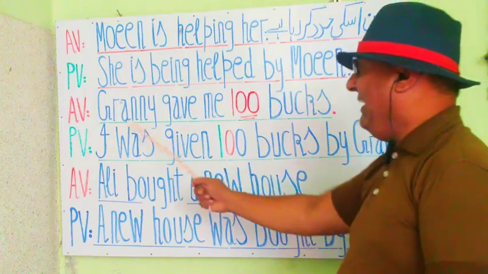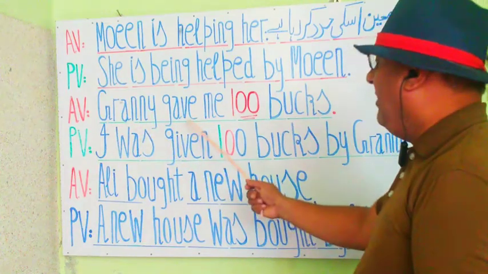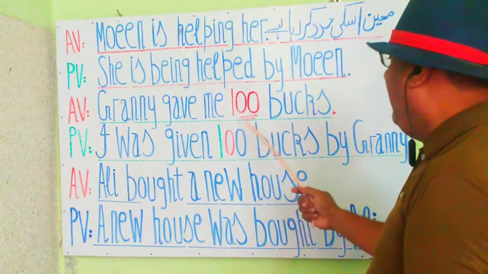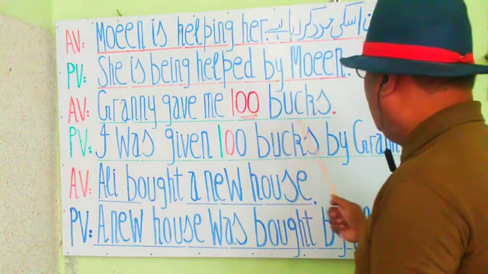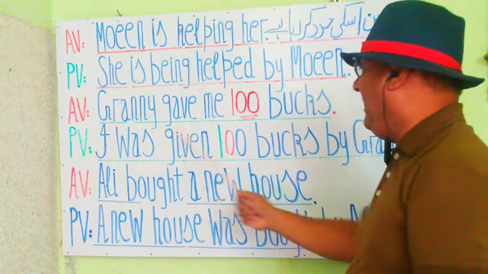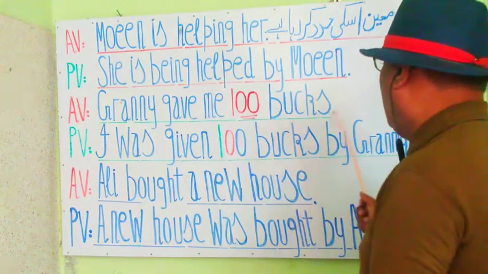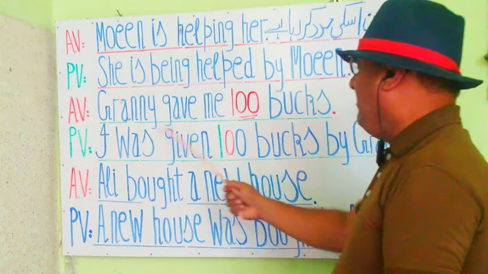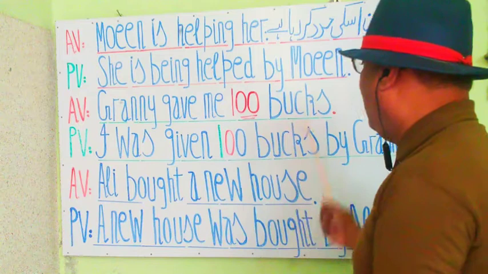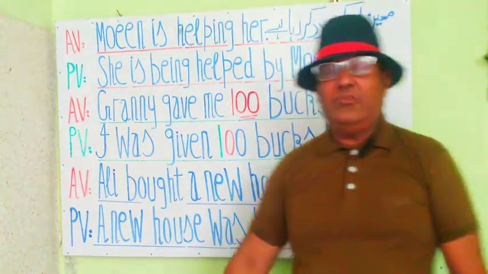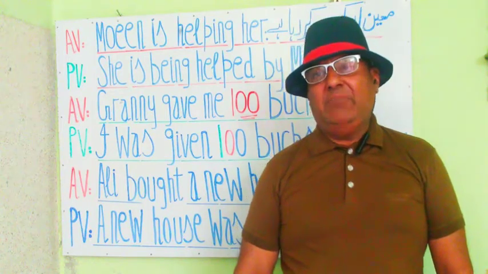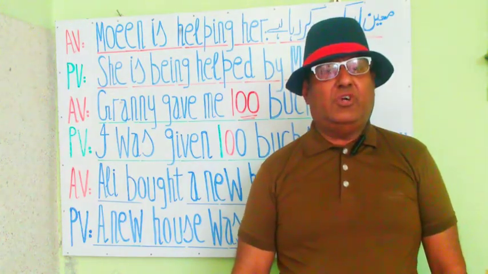You see that Granny is the subject, gave is the second verb form in past tense, me is an object, and 100 bucks is an extension to the predicate. So Granny gave me 100 bucks. दादी अम्मा ने मुझे $100 दिए. This is the past indefinite tense. See the active voice phrase, my students. Granny gave me 100 bucks.